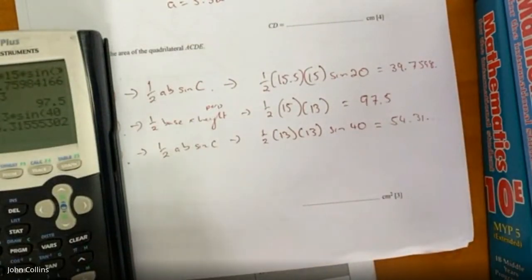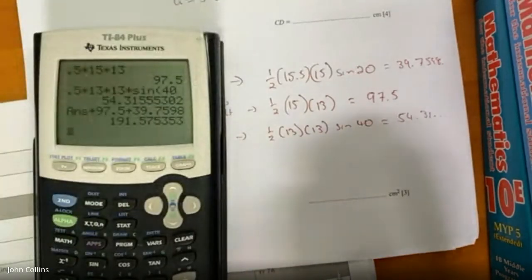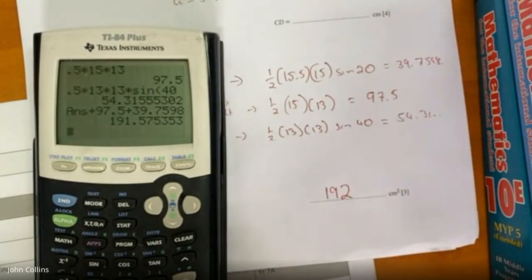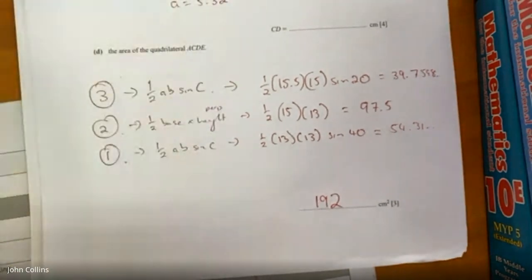Okay, add that to 97.5, add that to 39.7598, which you're not seeing on screen. I got 191.92 to 3 significant figures. Centimeters squared. All right.